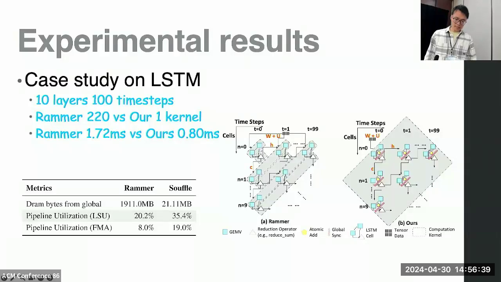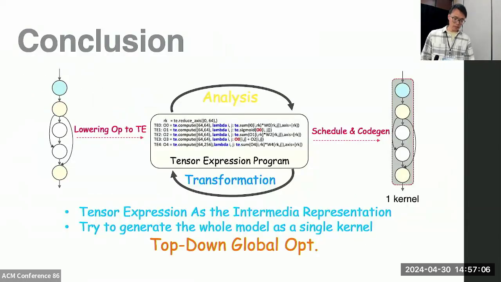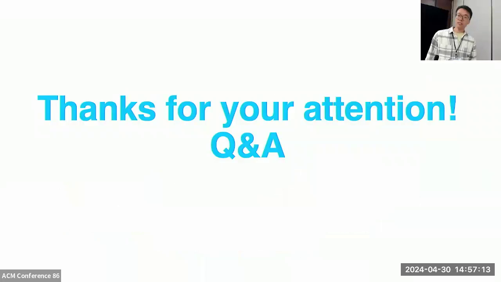And here we conduct a study on the LSTM model. For the most performant baseline, it generates around 200 kernels, and we generate only 1 kernel for the whole LSTM model. And we can see the DRAM bytes loaded from the global memory are significantly reduced, and the pipeline utilization is also increased. In conclusion, we proposed a compiler that globally analyzes the tensor expressions and automatically transforms them. That's all. Thank you.